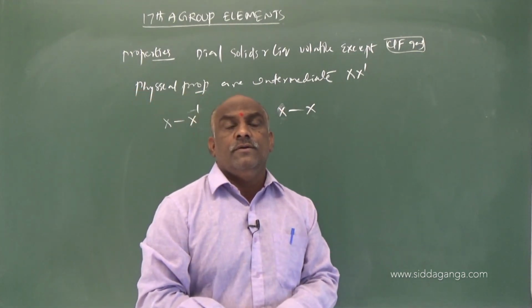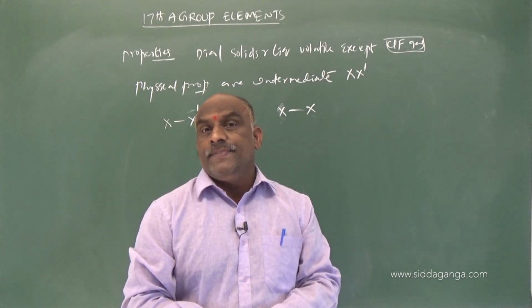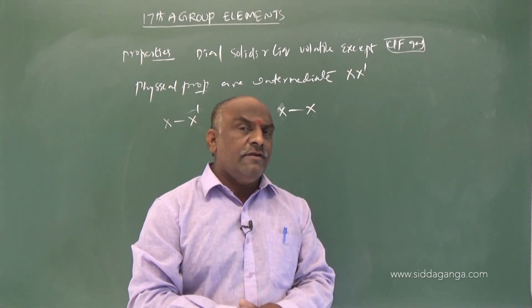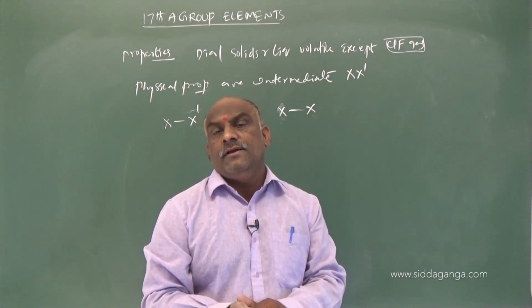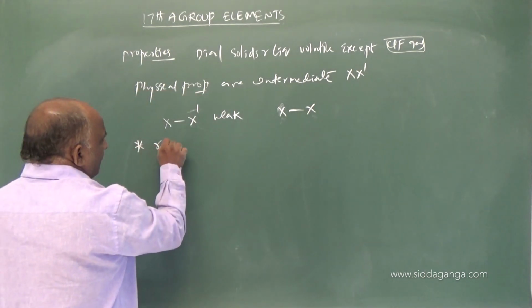This point keep in your mind. Reactivity of interhalogen compounds is greater than halogens except fluorine. Fluorine is highly reactive due to its small size and electronegativity of 4.0. So this point was very important.